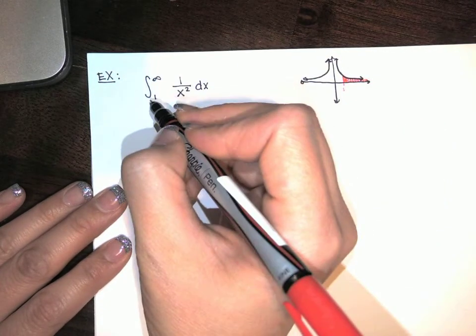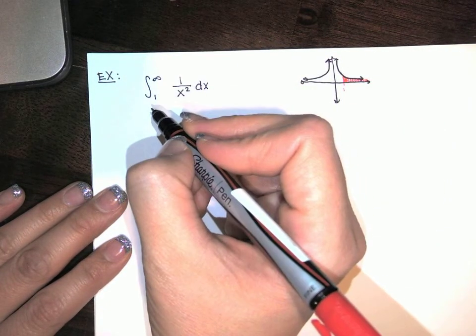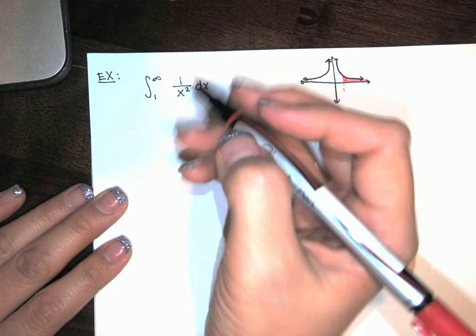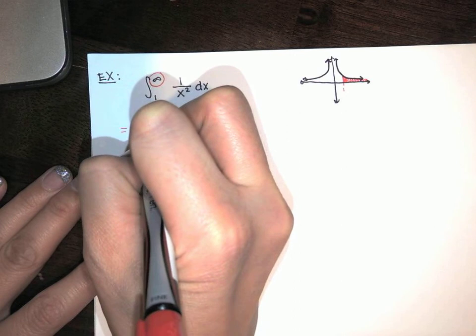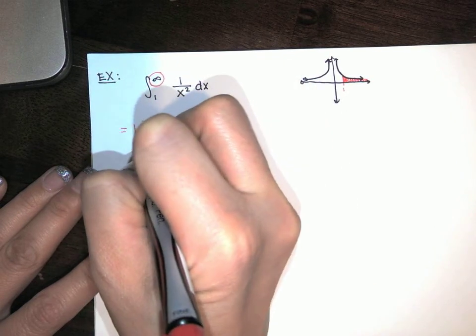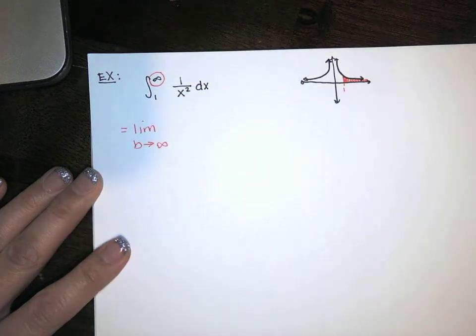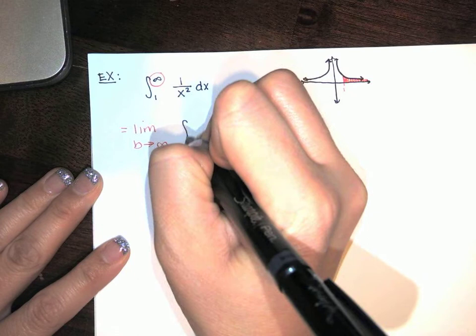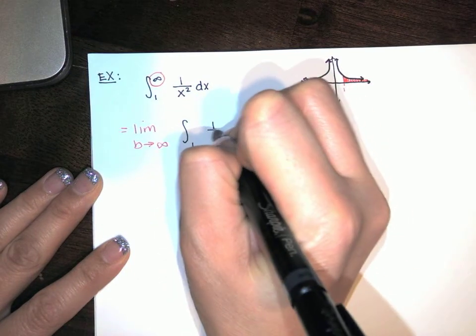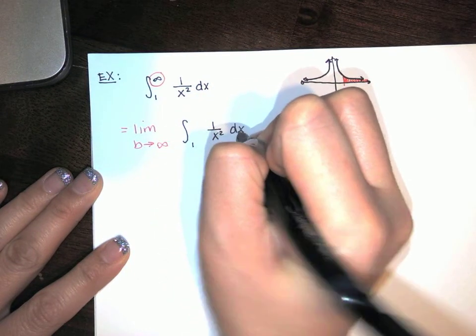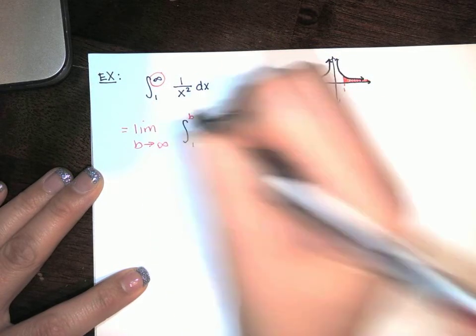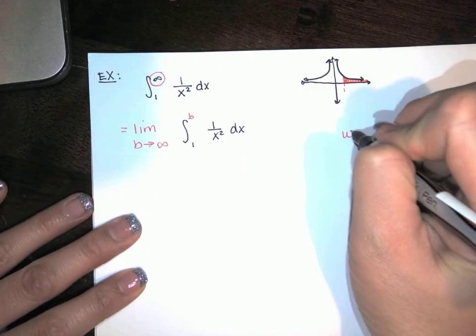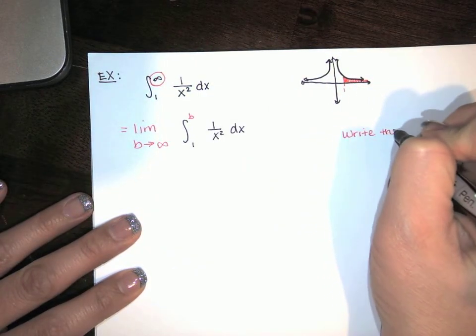And I always look at this and I think about the problem x value. Now there's not really a value here, is there? The problem is that x goes to infinity. So we're going to write this as a limit as b goes to infinity, b because it's the upper limit. And we're going to keep everything else exactly the same. So that's your first step. You want to write the improper integral as a limit.